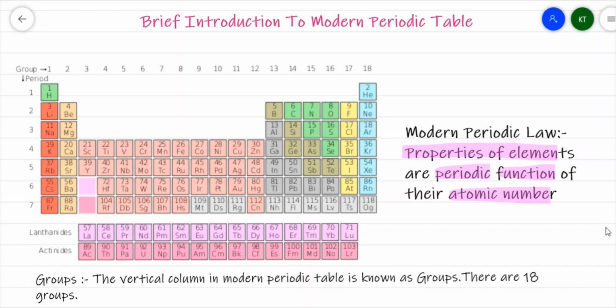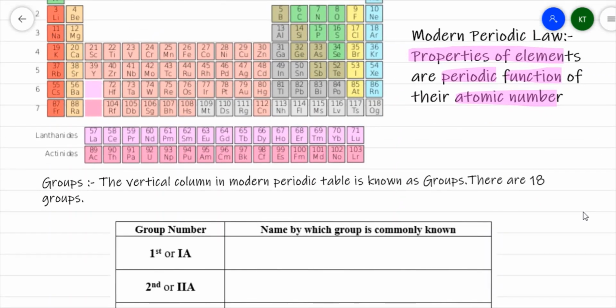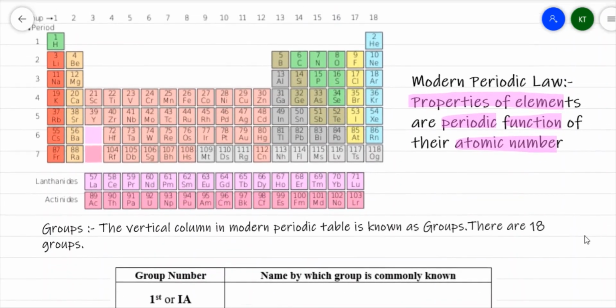So this is an image of the modern periodic table. Now here we need to know certain things about the modern periodic table, that is groups. As you know, there are 18 vertical columns in the modern periodic table, and these 18 vertical columns are known as the groups. So here we have group 1, 2 till 18.